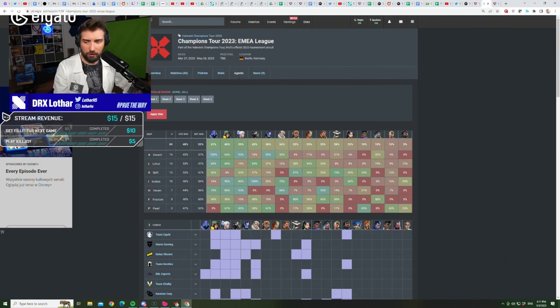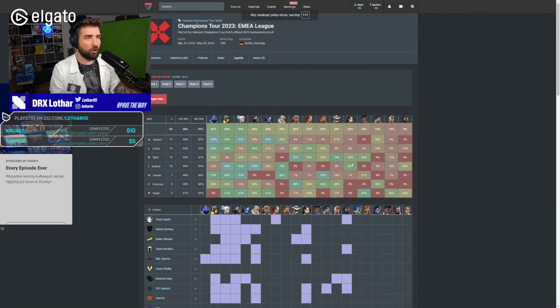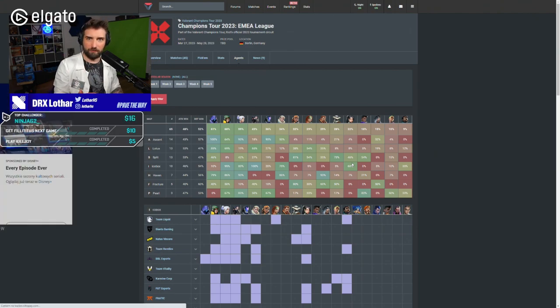Because when you think about it, Sage has only two pieces of utility. Let me explain what I mean. You have the slow orbs and you have the wall. Then you have a heal and a res. Why do I not count those two as a piece of utility? Because both of them are reactive.